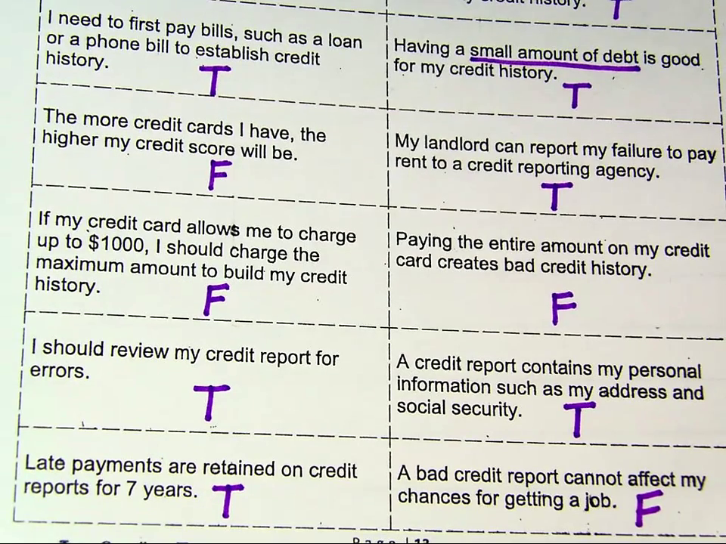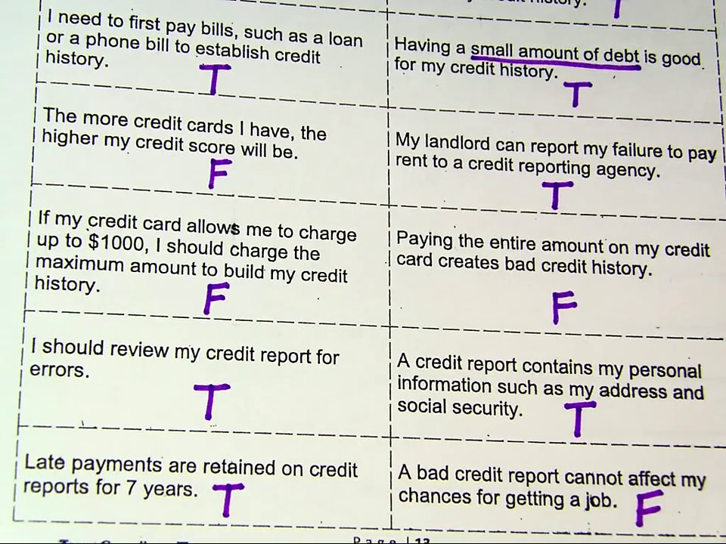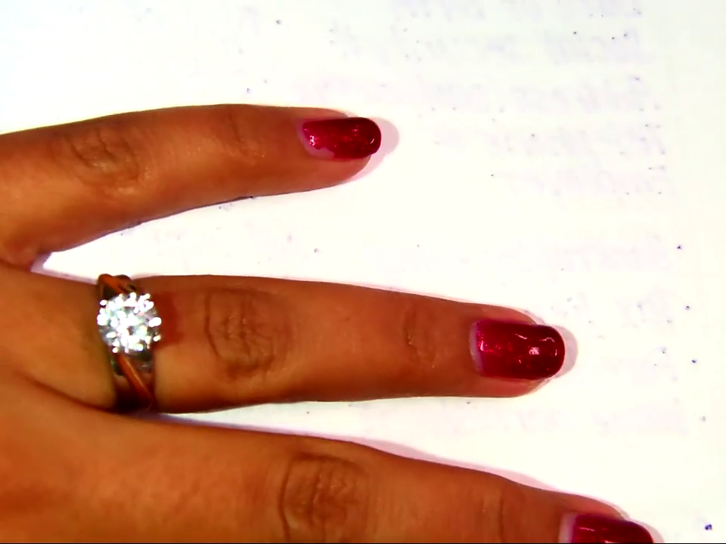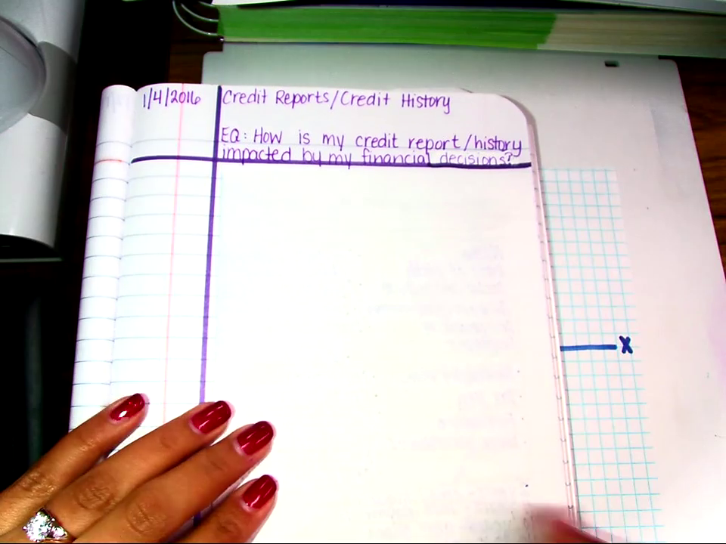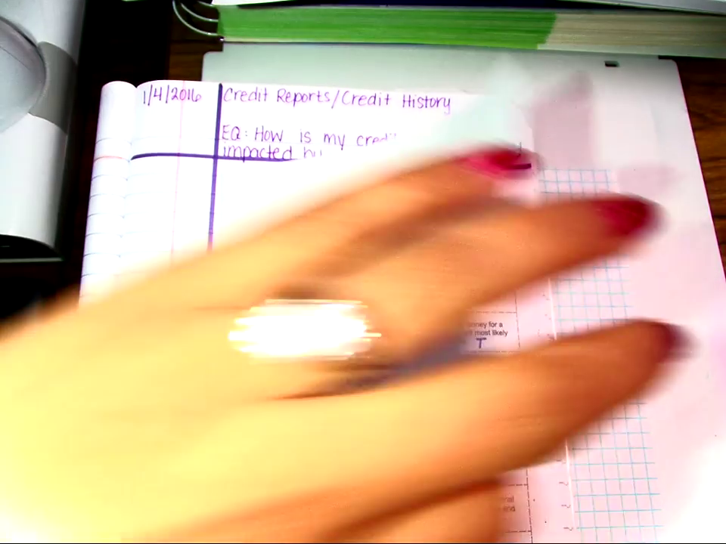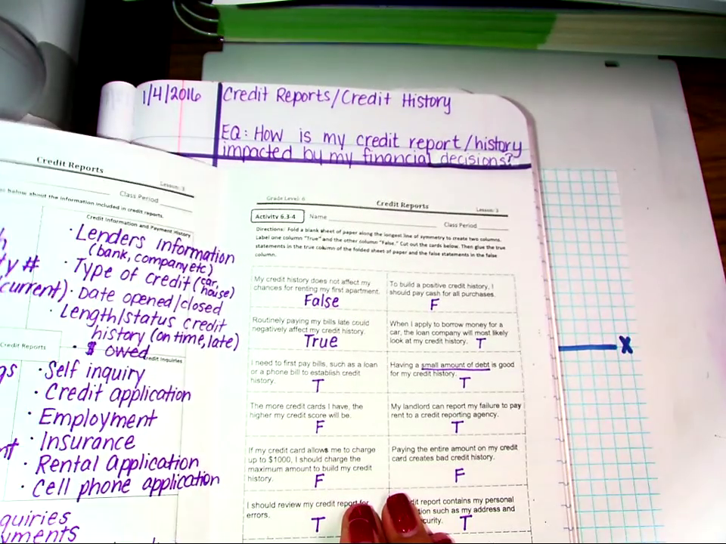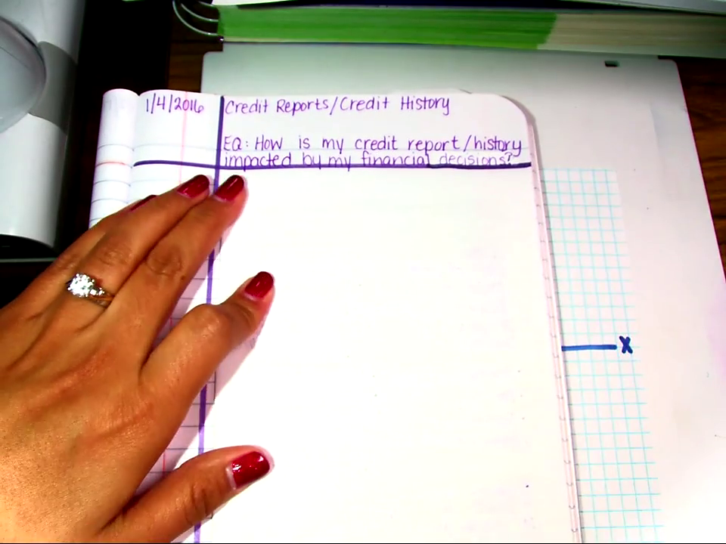Okay, so what we did again is we folded this in half, and we ended up just gluing it into our journals so that you have this information available. All right? Okay, so hopefully you'll be able to get that.